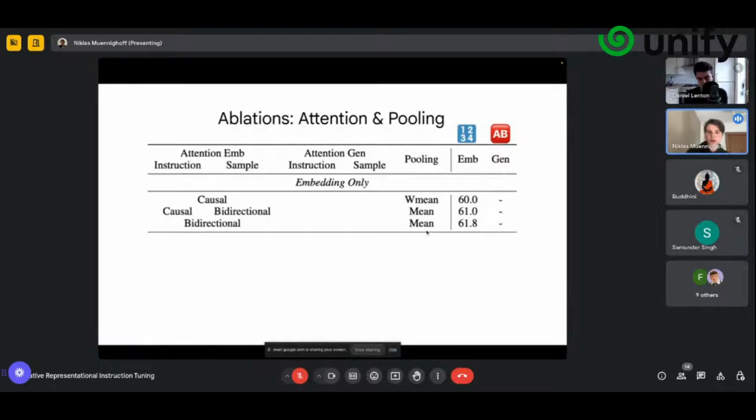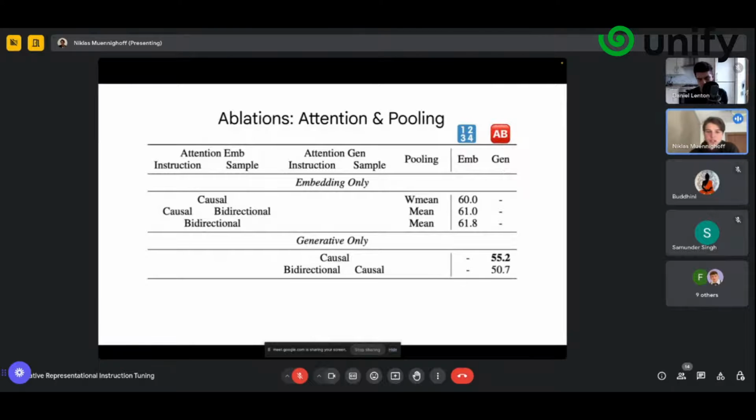But doing bidirectional with mean pooling gives us the best embedding performance. So EMP here refers to the embedding performance. It's just the MTEB average. And then Gen is just the average across our generative tasks. For these, it doesn't matter because this is embedding only.